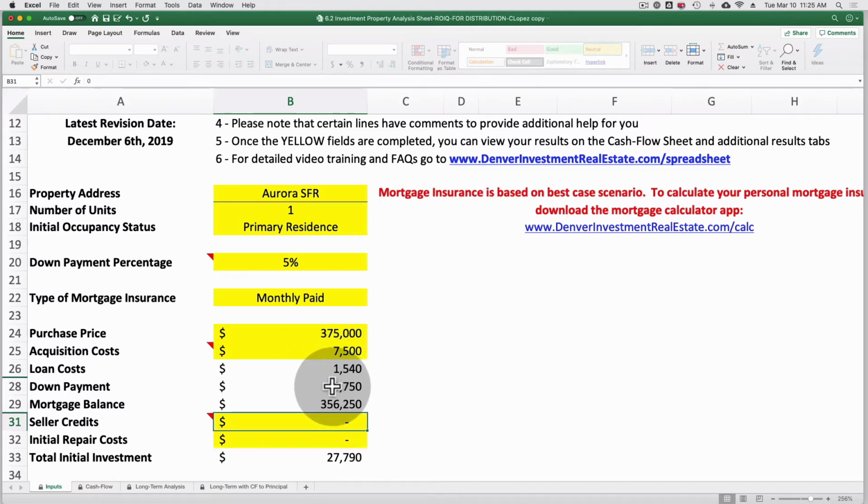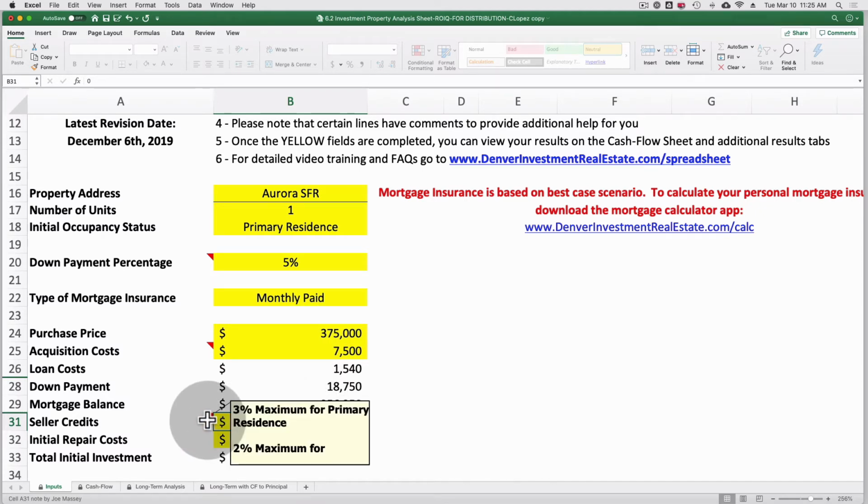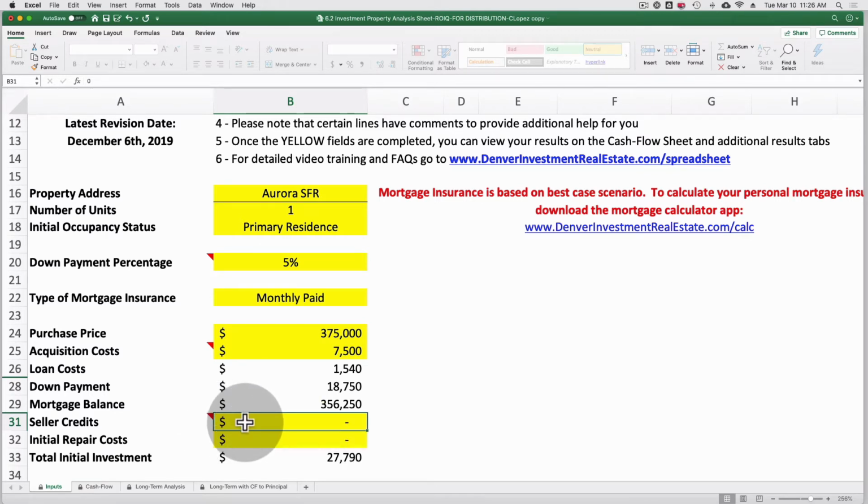Down payment, this is just 5% of that purchase price. Now, seller credits, this can be up to 3% that the seller can pay for a primary residence and up to 2% for an investment property. Did they have any seller concessions on this? They did. They got $1,000 back. All right. So the seller paid up to $1,000 of their closing costs.